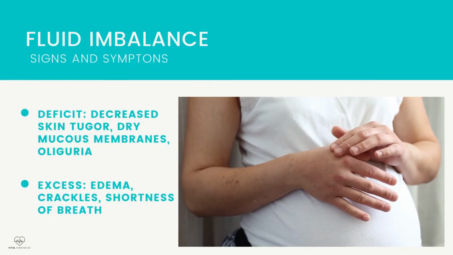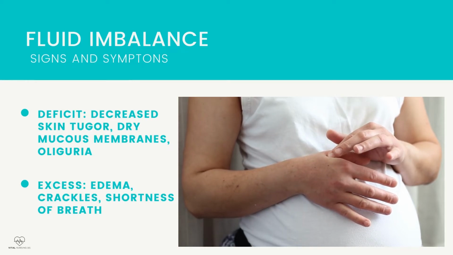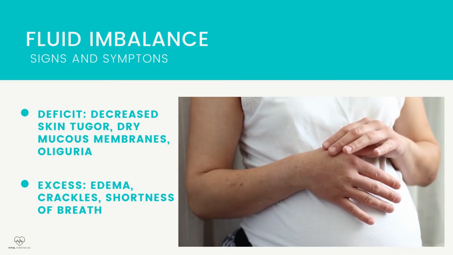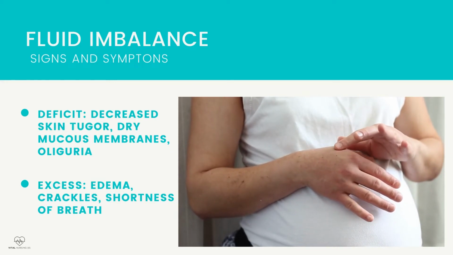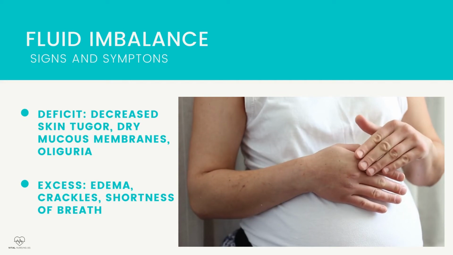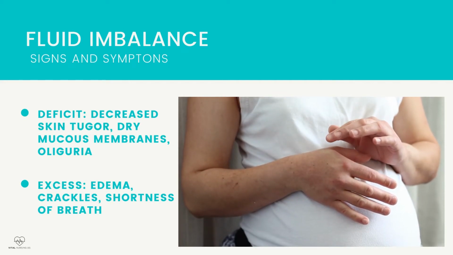Fluid volume deficit. These manifestations include decreased skin turgor, dry mucous membranes, oliguria or anuria. Fluid volume excess. These manifestations include edema, crackles, shortness of breath.